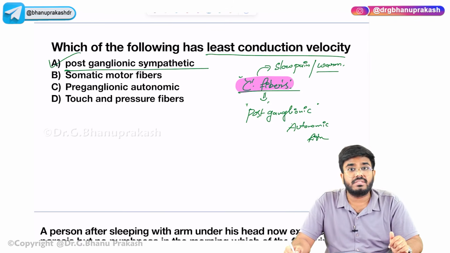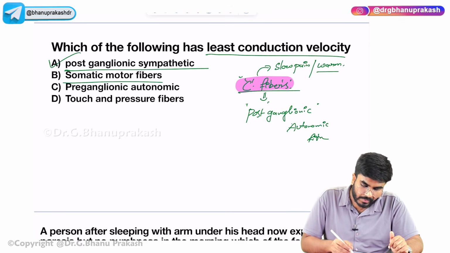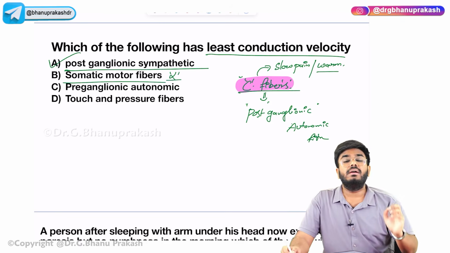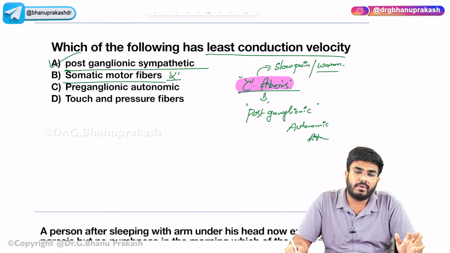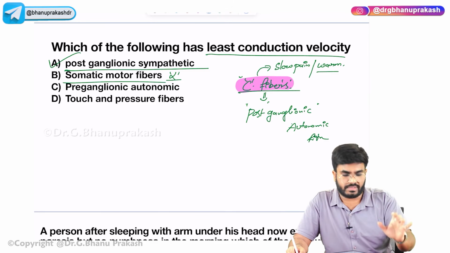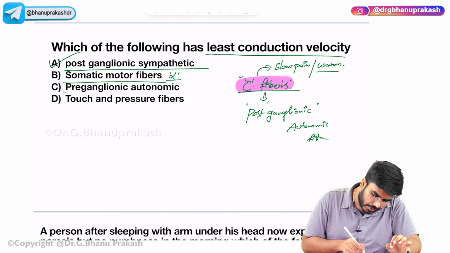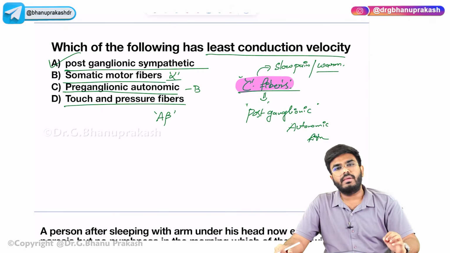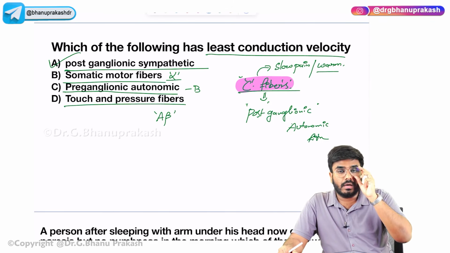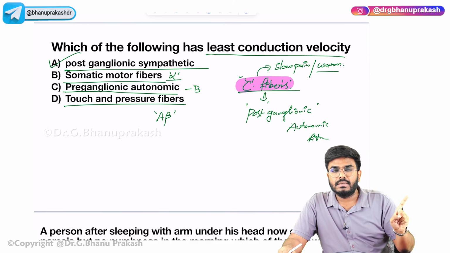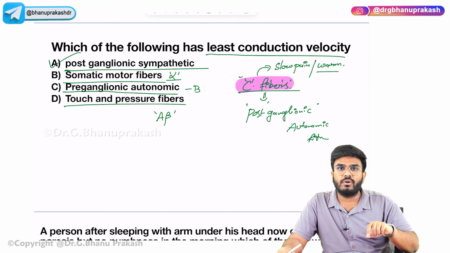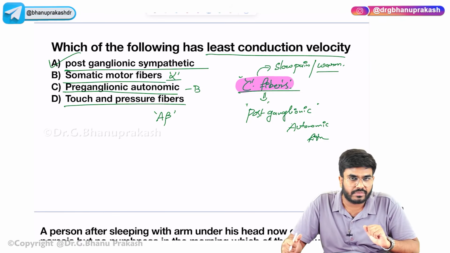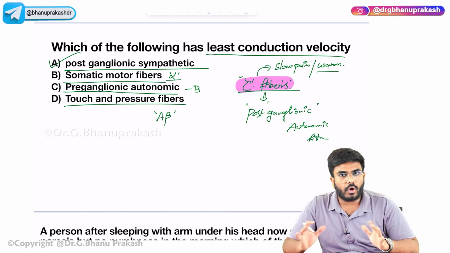Postganglionic sympathetic fibers, yes. Somatic motor fibers, the A alpha motor neurons, have the highest conduction velocity. Preganglionic autonomic fibers are B fibers, and touch and pressure fibers are A beta fibers. Once watch the neuron and nerve rapid revision, where I have explained the different types of nerve fibers, the Erlanger-Gasser classification and the Lloyd and Hunt numerical classification, and all the important MCQs.